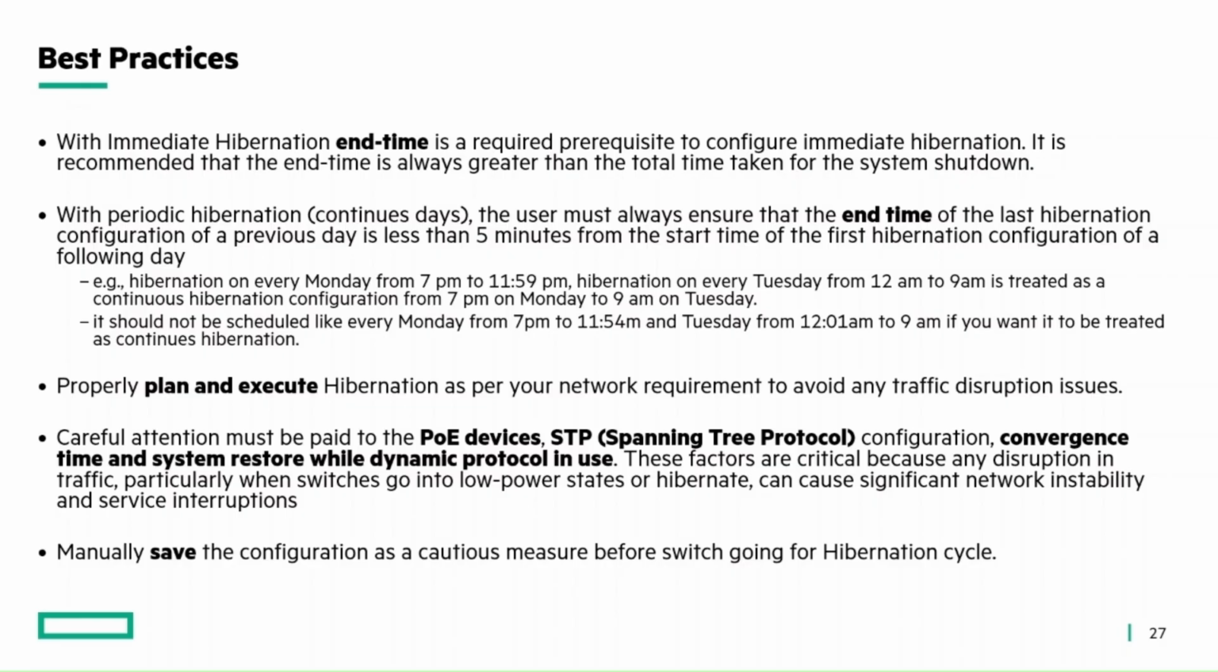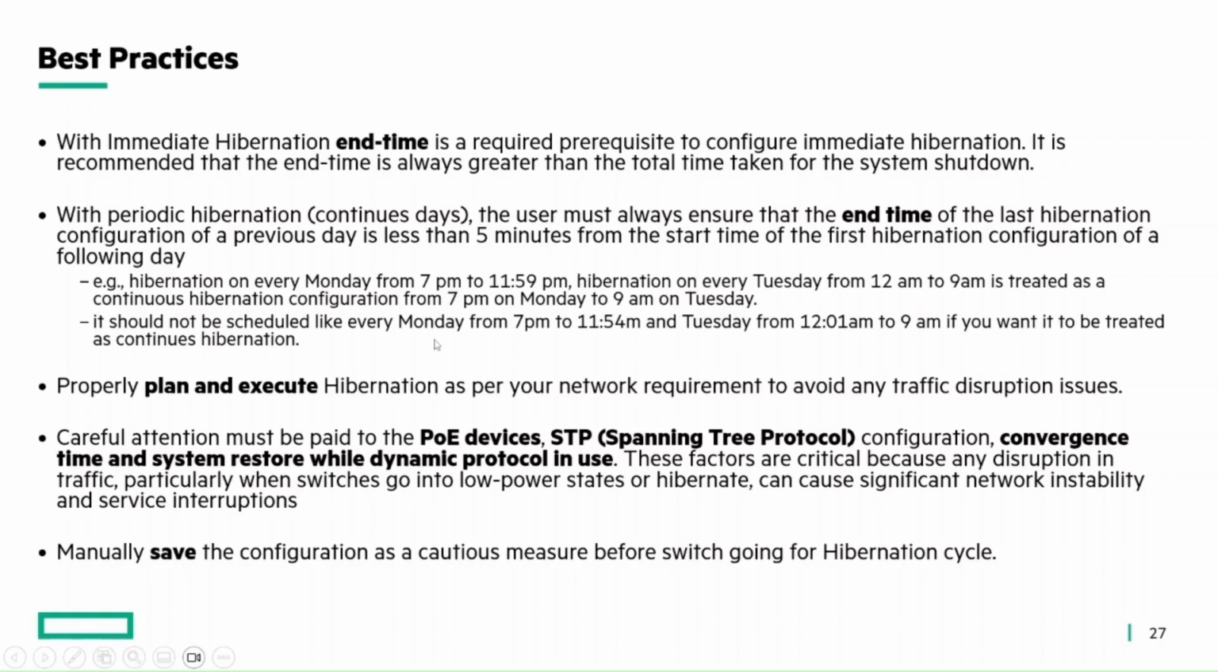With periodic hibernation, the user must always ensure that the end time of the last hibernation configuration of the previous day is less than 5 minutes from the start time of the first hibernation configuration of the following day. So for example, hibernation on every Monday from 7 p.m. to 11:59 p.m. and hibernation on every Tuesday from 12 a.m. to 9 a.m. is treated as a continuous hibernation configuration from 7 p.m. on Monday to 9 a.m.